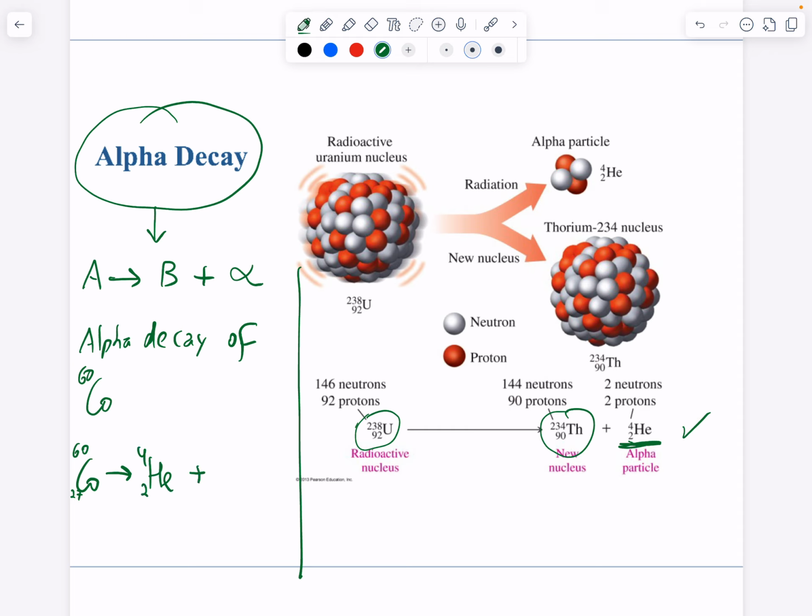And now you are going to balance. 27 in this side. In the other side, there is a 2. So that means I need a 25 here. If you look at the periodic table, the 25 is manganese. Now in the top, this is 60, this is 4, so I need a 56. Okay, so here it is.